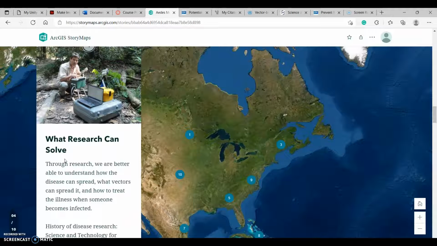What research can solve? Through research, we are better able to understand how a disease can spread, what animals carry it, how to treat the illnesses, how to prevent the illnesses, things like that. How we deal with these types of problems really comes down to the research that we've done on this problem. If we have not researched it, we don't have the tools to understand how we're going to deal with it, and it's more of a general approach instead of a very calculated approach that can maybe eradicate the disease or prevent it from ever occurring in certain areas.